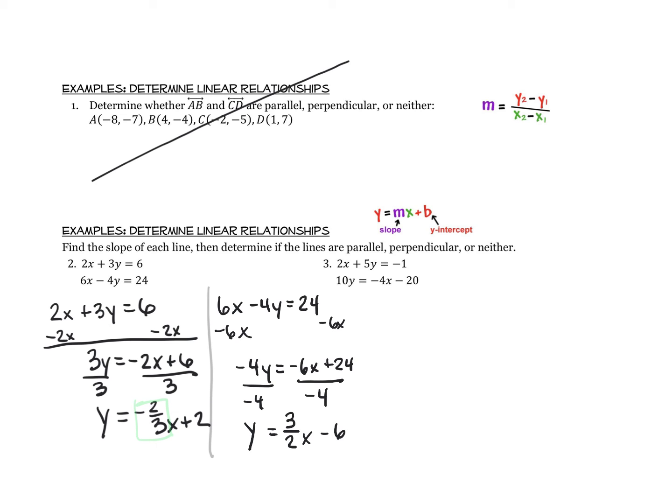But we don't care about the y-intercepts, we care about the slope. So I have this slope, and this slope. When I compare them, they're not the same, but they are opposite reciprocals, so I know these two lines are perpendicular.